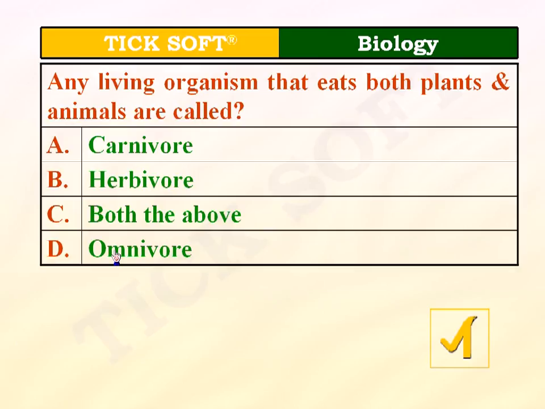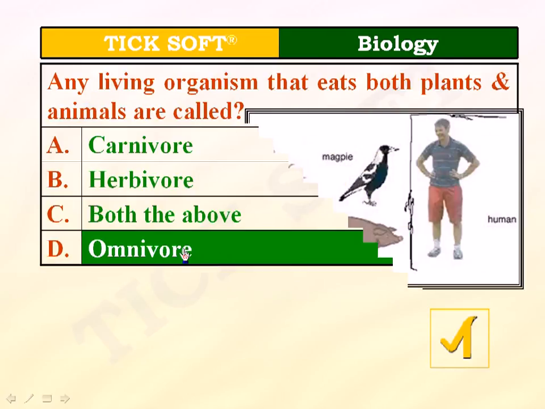Omnivore. An omnivore is a kind of animal that eats both other animals and plants. Some omnivores will hunt and eat their food like carnivores, eating herbivores and other omnivores. So the question is, any living organism that eats both plants and animals is called? The correct option is omnivores.